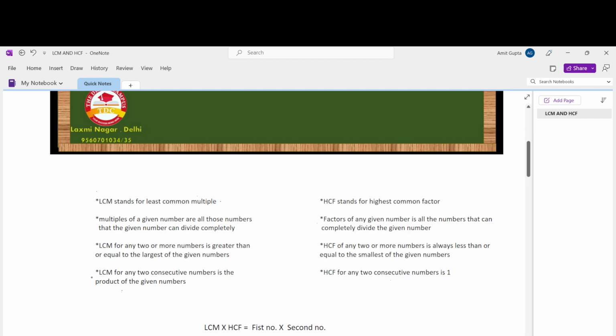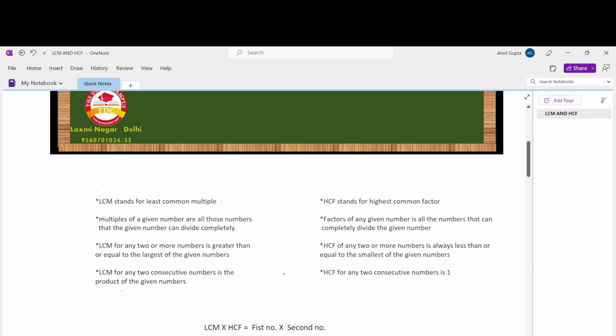Let's take two numbers 3 and 4. The LCM for these two numbers will be the product of 3 and 4. Product of 3 and 4 is 12. So LCM for 3 and 4 will be 12. Now let's see what is HCF.